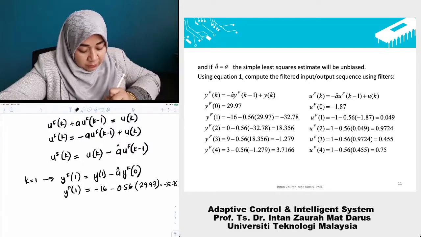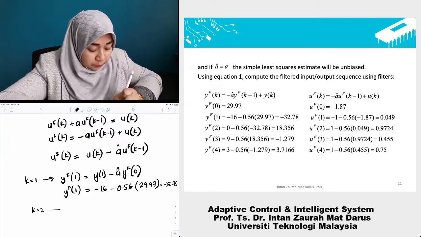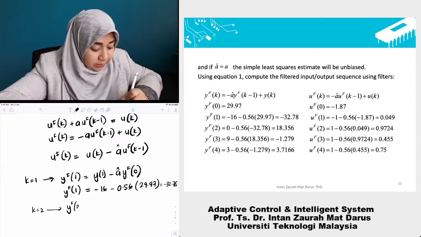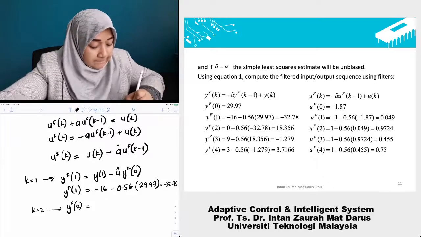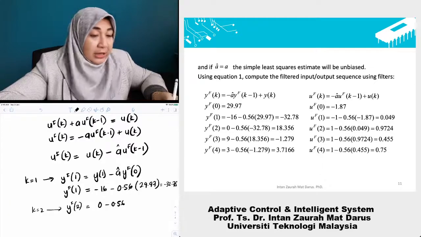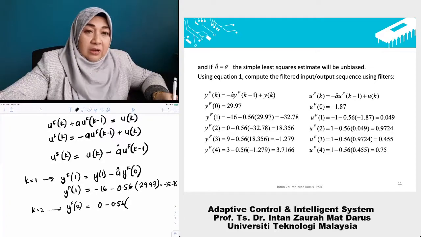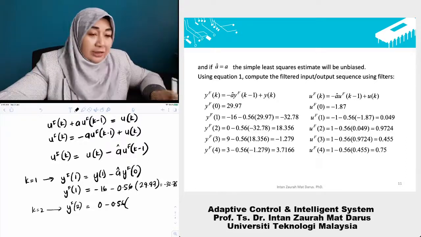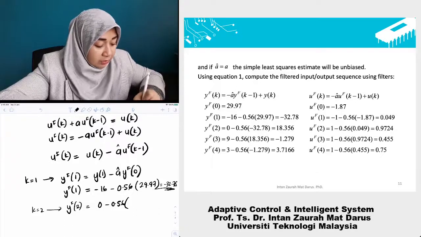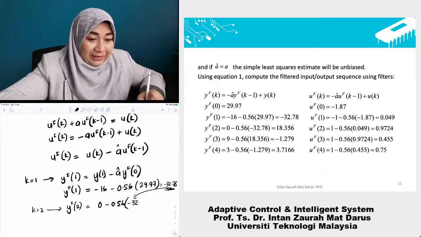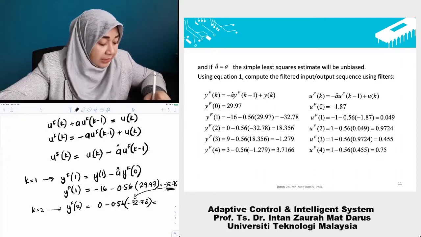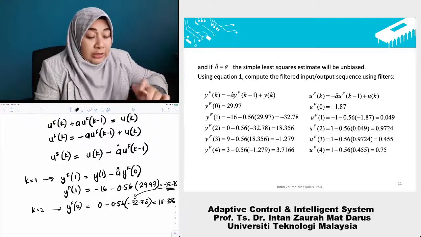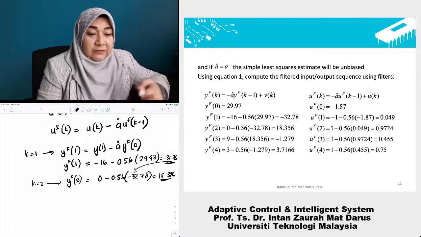What about the rest of it? You can straight away put the value of Y2. Y filtered 2 is going to be equal to Y2, which in this case is 0, minus 0.56 multiplied by the value of Y filtered 1. Because you have calculated Y filtered 1 earlier, that's the value you want to use. So you put it there, minus 32.78, and this is giving us 18.356. Then you're going to continue utilizing this value for the next filtered calculation.